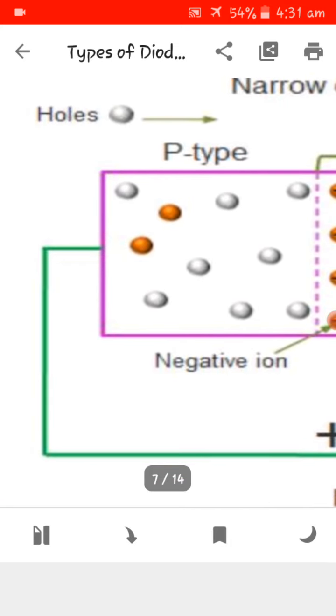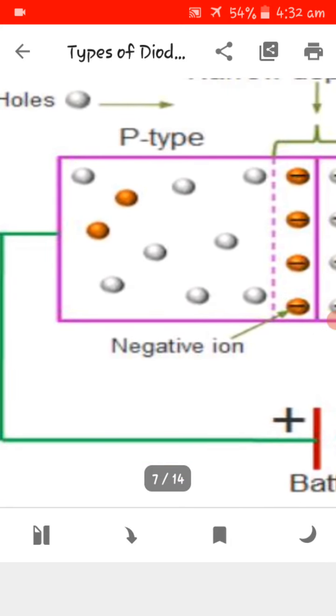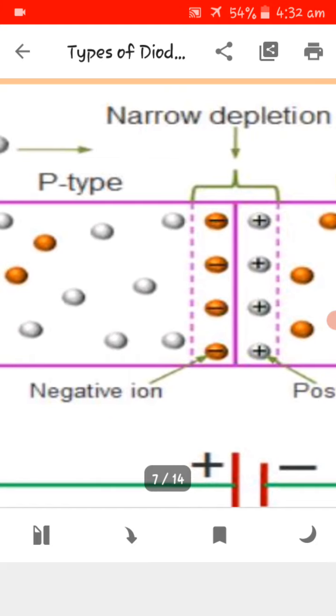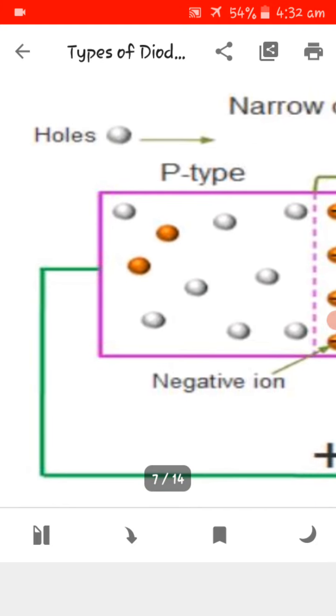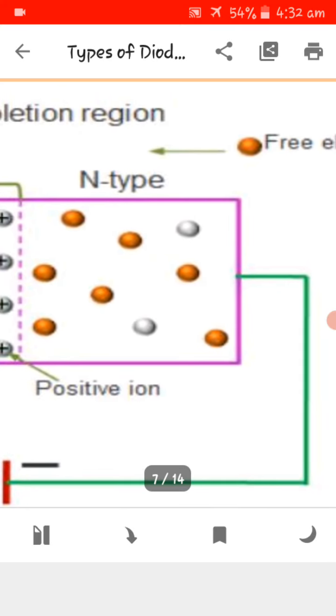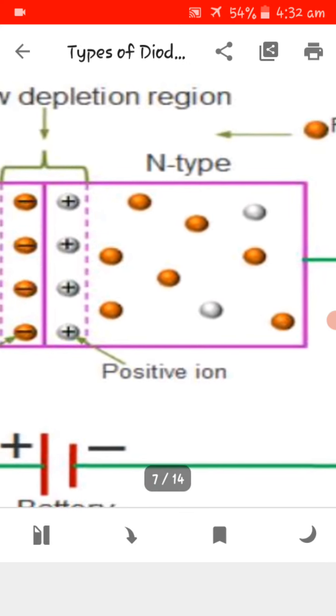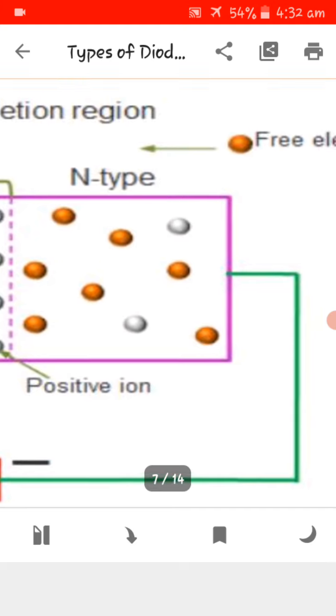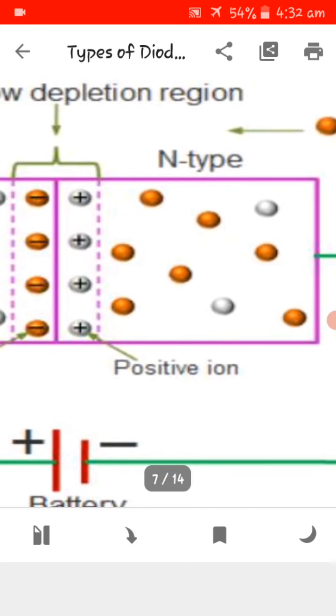So what is the action? The positive terminal of the battery repels the holes towards the junction. This is the junction, or depletion region. The negative terminal of the battery is connected to the cathode. Hence these negative charges of the battery also repel the electrons from the n-type semiconductor to the depletion region.